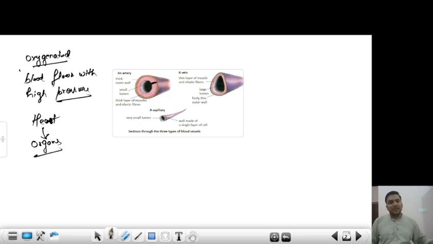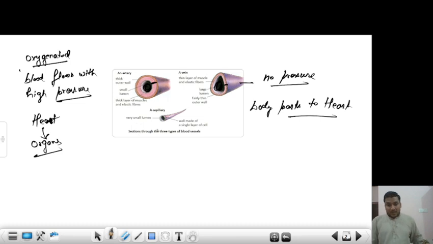But in the case of vein, you can see the thickness of the wall is not too much as compared to the thickness of the wall of the artery. Here you can see the lumen is very narrow, and here you can see that lumen is very wide because there is no pressure. There is no pressure because the function of veins is to carry blood from different body parts to heart.